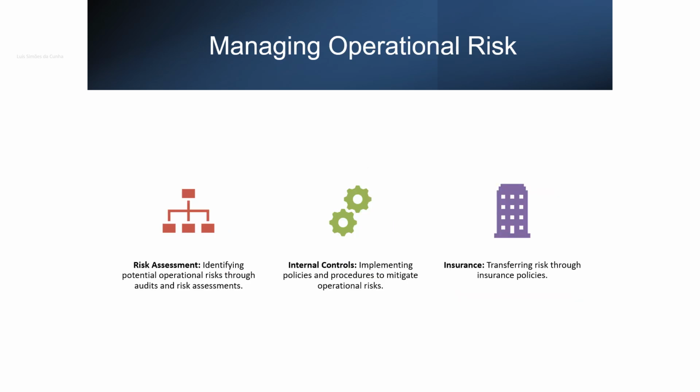Managing operational risk involves identifying potential risks through audits and risk assessments, implementing internal controls such as policies and procedures to mitigate risks, and transferring risk through insurance policies. These strategies help reduce the likelihood and impact of operational disruptions.